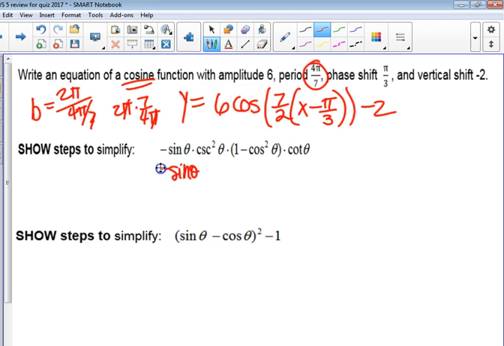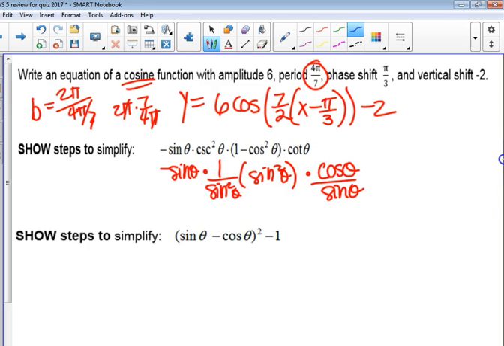Negative, a sine. What's a cosecant? Sine squared. What's a 1 minus cosine squared? Another sine squared. Cosine over sine. I lost a theta here and there. Now what? Sine squared, sine squared, sine, sine.